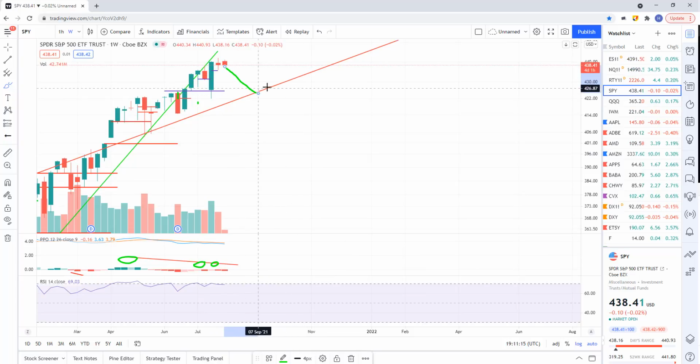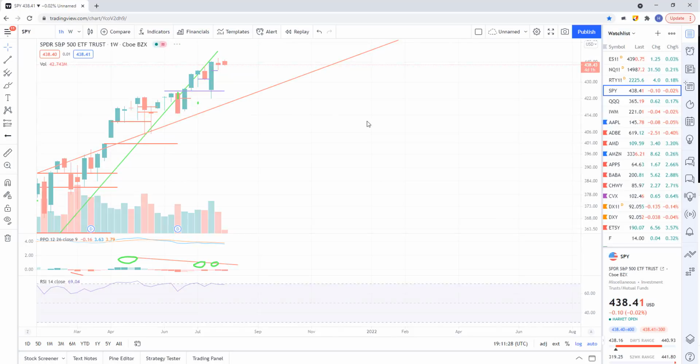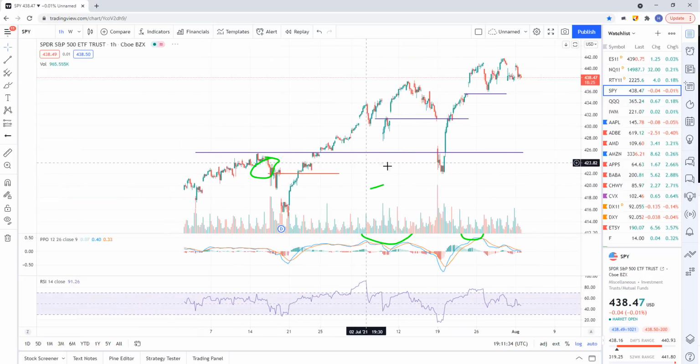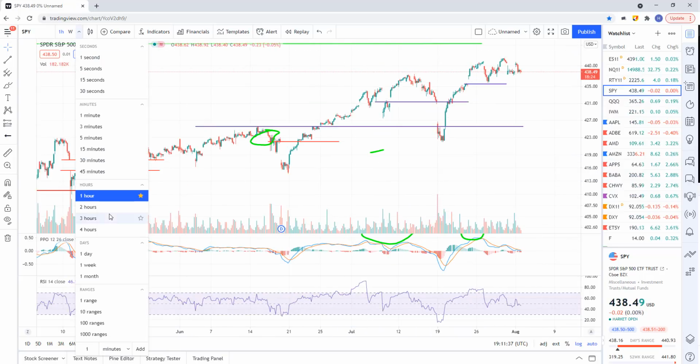All right, so that's about that 420 level. Now, if that breaks, we've got bigger picture things happening. We're not going to anticipate that right now, but I am looking for a correction that should bring us down to about that 420 area. Just going back to the hourly, it's right down here, 420, somewhere right in there, 421. Okay, so we'll keep an eye on that, see if that plays out.